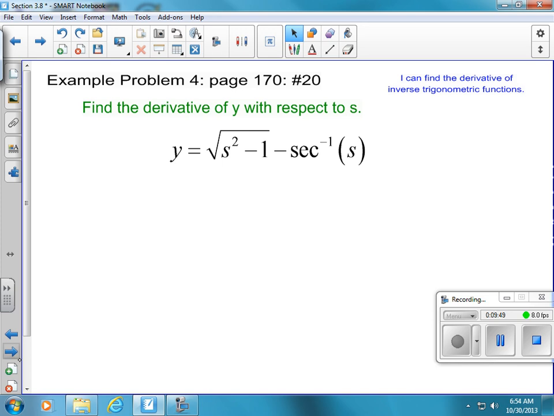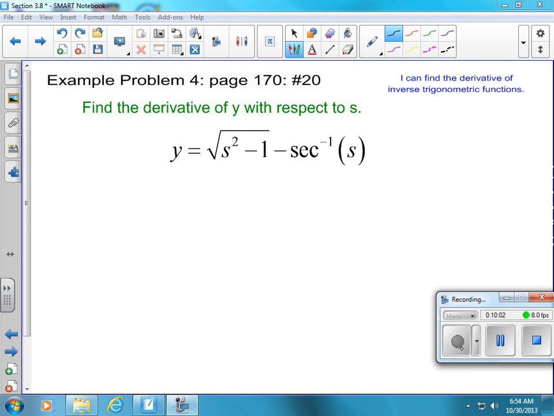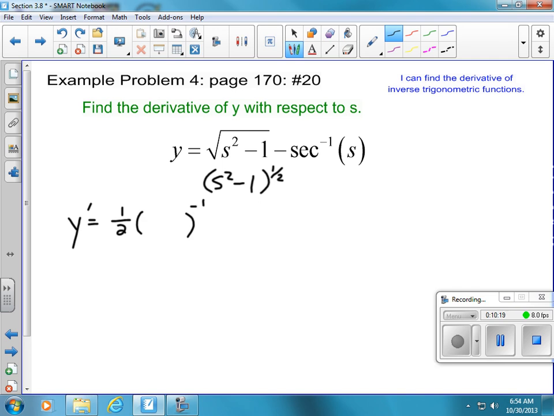Next problem is number 20 on page 170, also in your assignment. So this is just another derivative. We're going to use another formula we haven't used, this inverse secant formula. And we have to take the derivative of square root of s squared minus 1. Remember that this is the same as s squared minus 1 to the 1/2 power. So when we take the derivative, we're going to use the chain rule, 1/2, whatever's inside, to the negative 1/2. And then we have to multiply times the derivative of what's inside, which is a 2s.